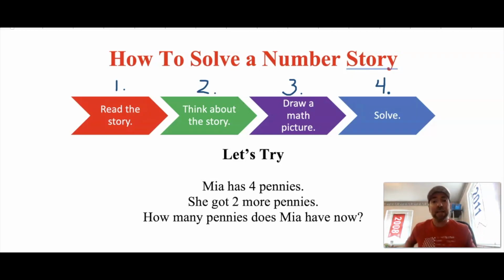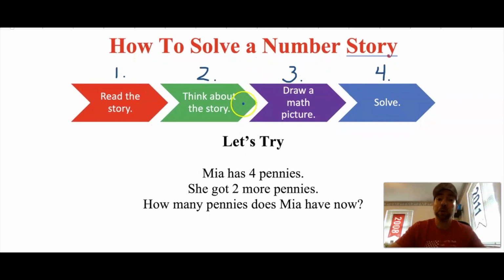So let's try. If you have your whiteboard ready or if you have your paper ready, let's go ahead and solve this one together. Let's go and read our story. That's our first step. Now I'm going to read you the story, sentence at a time, and then you're going to echo read. So Mr. Enzi will say, Mia has, and then you're going to say, Mia has. Mr. Enzi will say 4 pennies. Then you will say 4 pennies. So it's like an echo, but it's a way to help you get better at reading. So here we go.